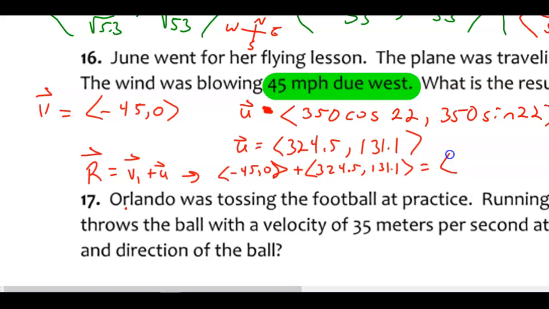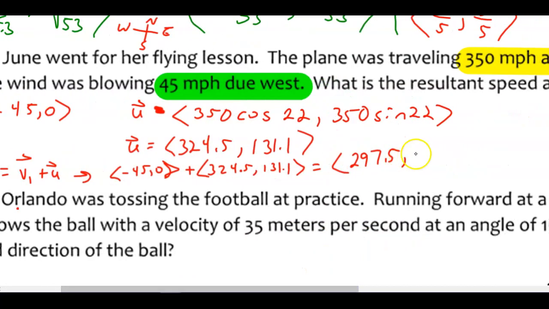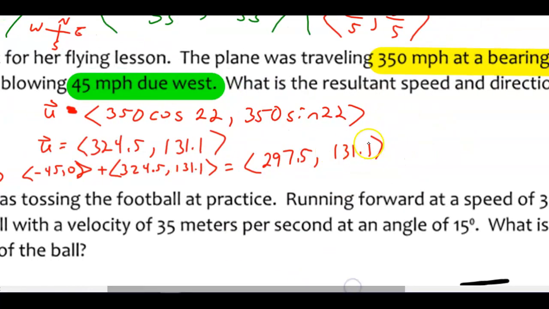All right, and I'm going to add those together. So in doing so, 324.5 plus negative 45 gives us 297.5, and right here, 0 plus 131.1 is 131.1. So this is vector R right here.